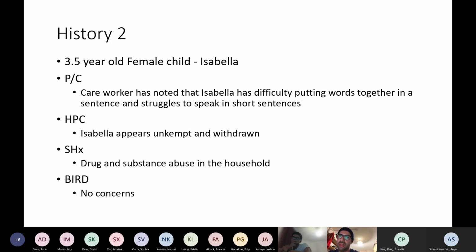With this child, Isabella, the clue could be that there's known drug abuse at home, but also her actual appearance and the fact that she possibly has developmental issues. So what domain in development does this child have?